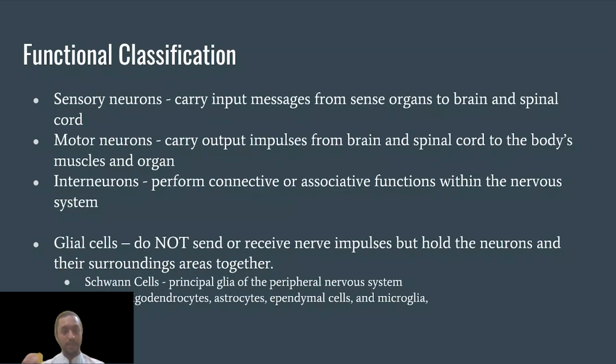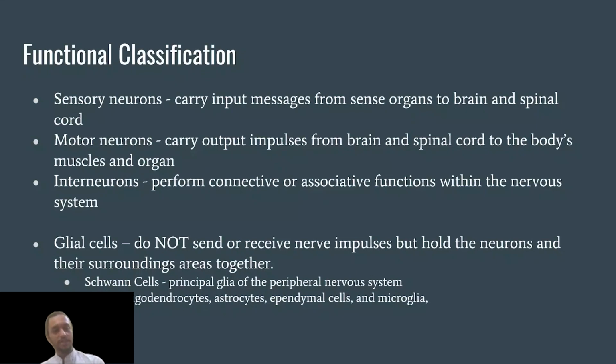Then there are interneurons, which connect the sensory and the motor neuron. So sensory information comes into the brain, it's linked with the interneuron, which then passes the information to the motor neuron, right? So they connect basically the entire nervous system with each other's working. Very important neurons to have.